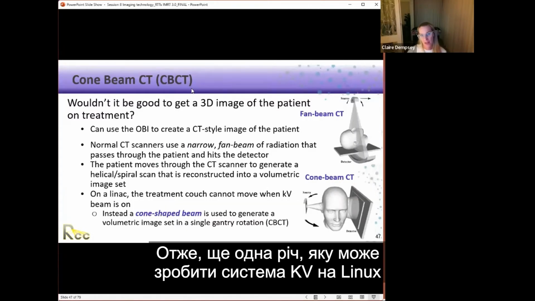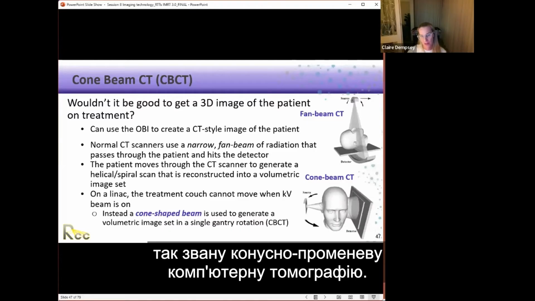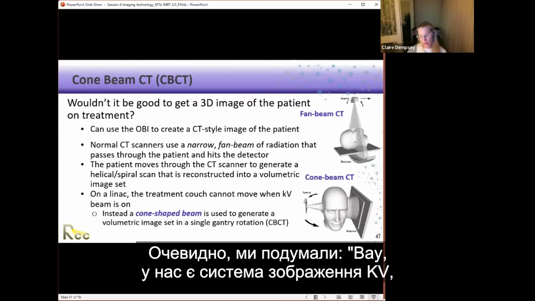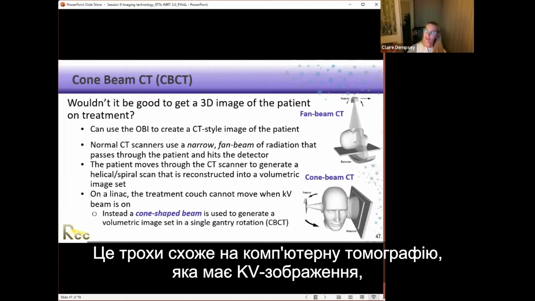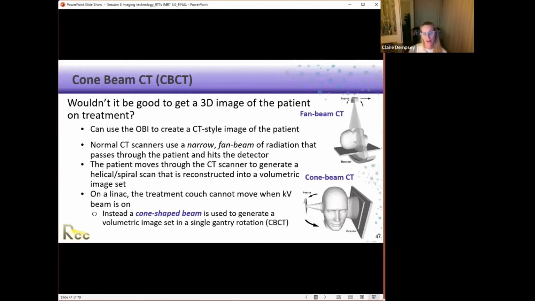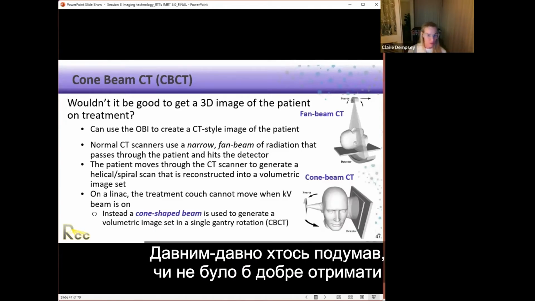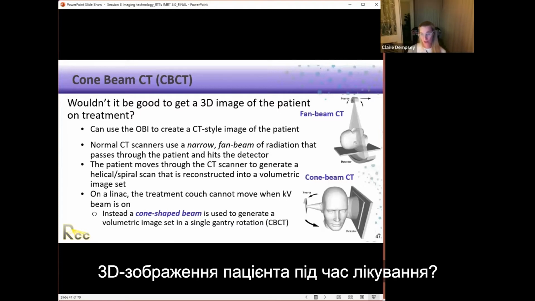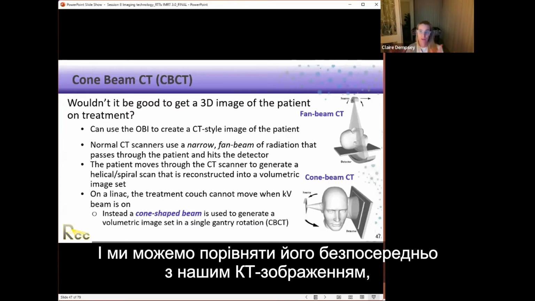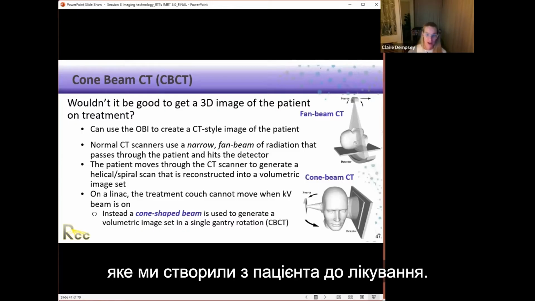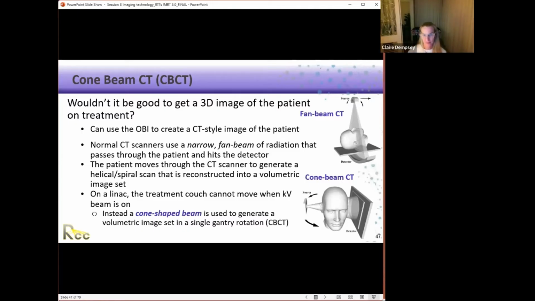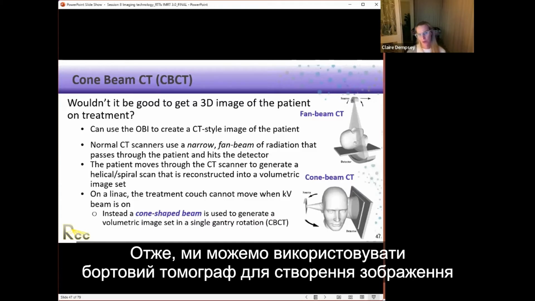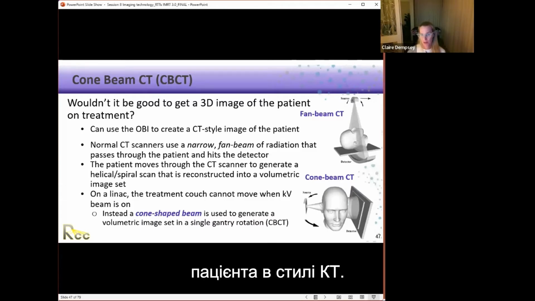Another thing that the kV system on the linac can do is create what's called a cone beam CT. So obviously we thought, wow, we've got this kV imaging system that's rotating around the patient. It's a little bit like a CT that has a kV image that rotates around the patient. So a long time ago, someone thought, wouldn't it be good to get a 3D image of the patient on treatment? Then we can compare that directly to our CT image that we've created from the patient before treatment. So what we can do is use the onboard imager to create a CT style image of the patient.